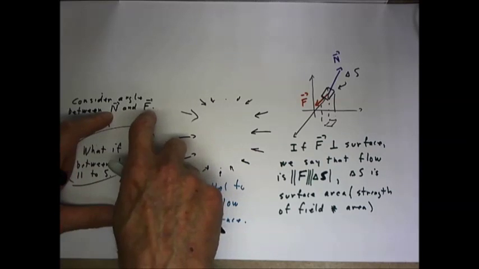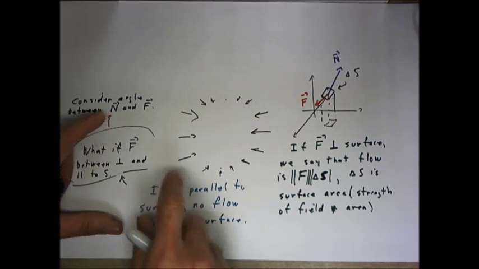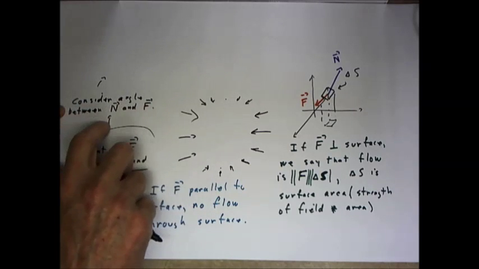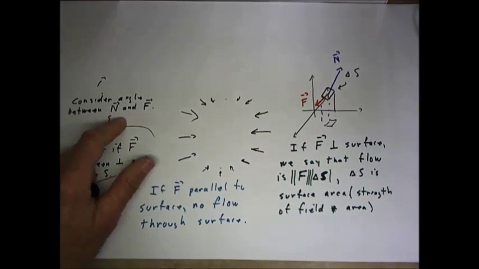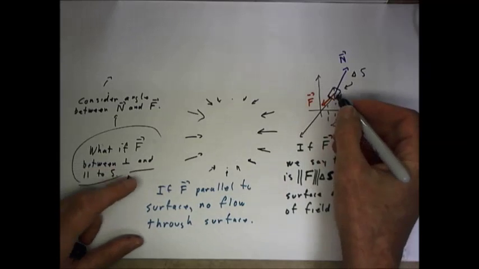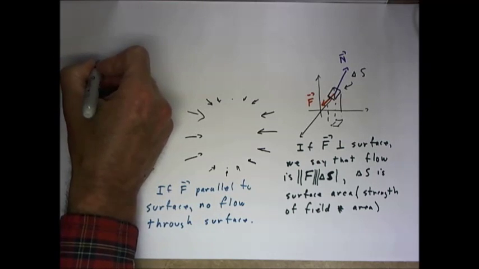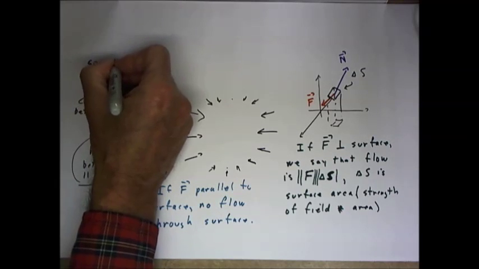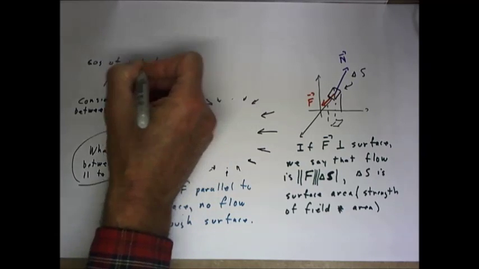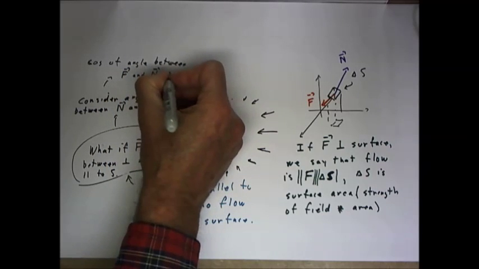If, on the other hand, F is perpendicular to the normal vector, then it's parallel to the surface and we get no flow. And if we're in between, well, if you think about it just a little bit, the function that most plausibly solves the question is going to be the cosine of the angle between the normal and the force vector. So the cosine of the angle between F and N is the key.